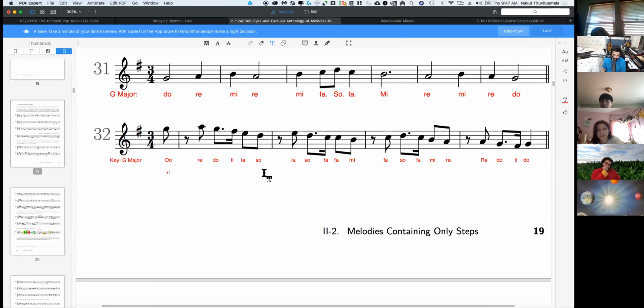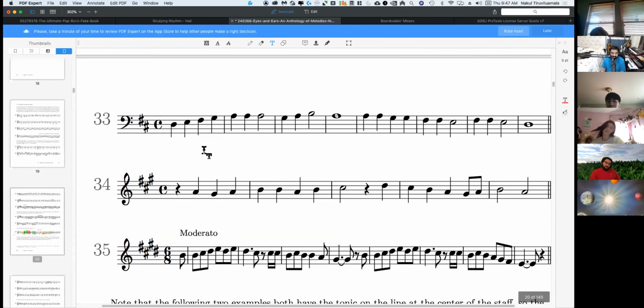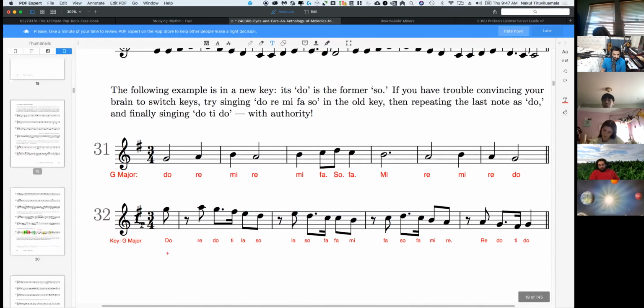I messed up the ti on the way down. Actually, I played a ti instead of a do. Okay, let's do this one, a nice counting up exercise. What key? Oh, by the way, this exercise has 1 sharp.